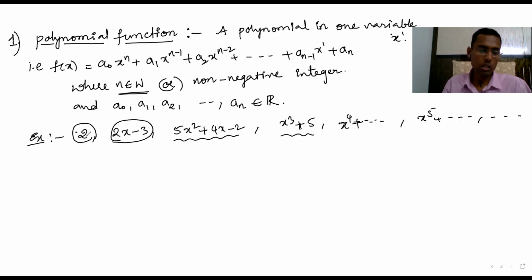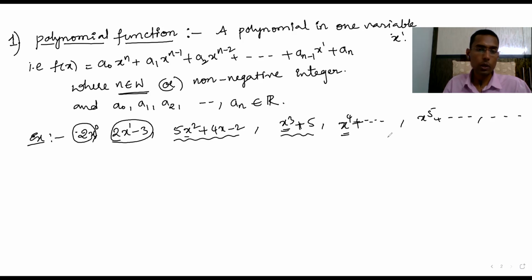If you see here, this is called 0 degree. Nothing is there in 0 degree. This is linear, means first degree. This is second degree, highest 4. This is third degree. This is fourth degree. Okay, these are polynomials, and these polynomials are simply called polynomial functions.